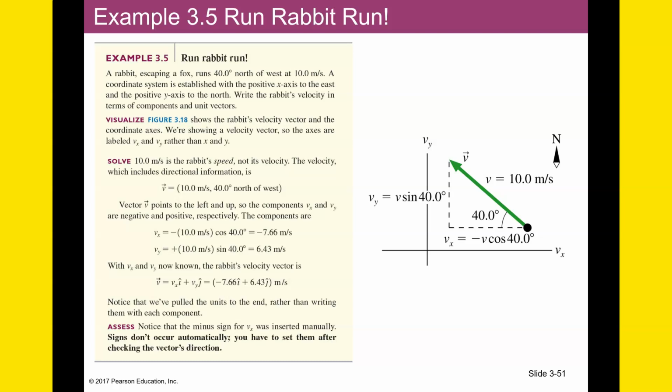All right, example 3-5. Run, rabbit, run. A rabbit escaping a fox runs 40 degrees north of west at 10 meters per second. The coordinate system is established with the positive x-axis to the east and the positive y-axis to the north. Write the rabbit's velocity in terms of components and unit vectors. So 10 meters per second at 40 degrees north of west.